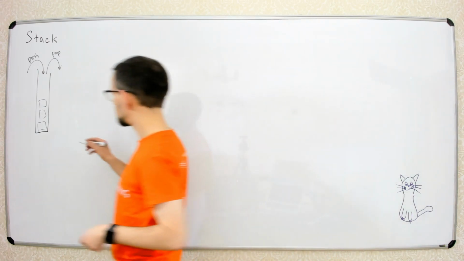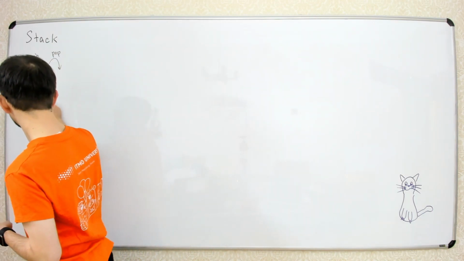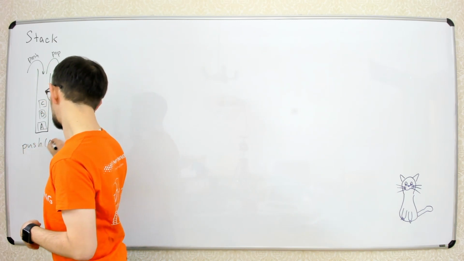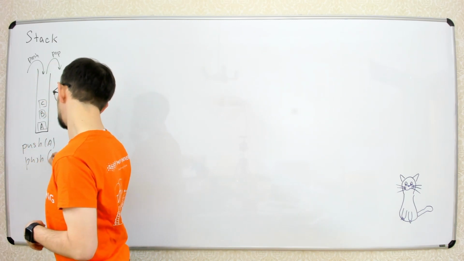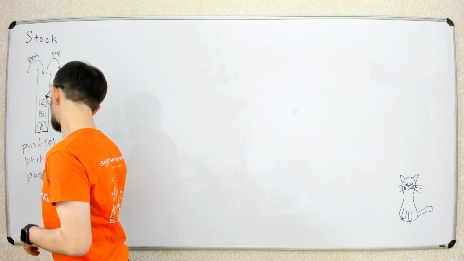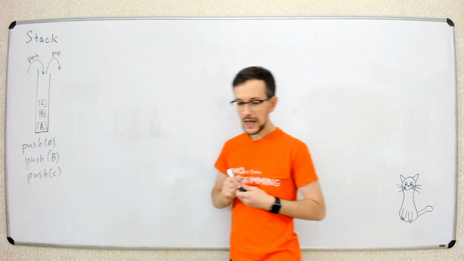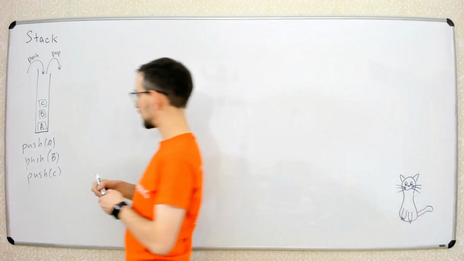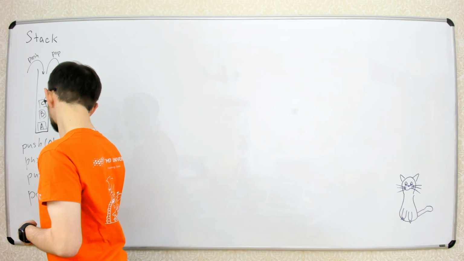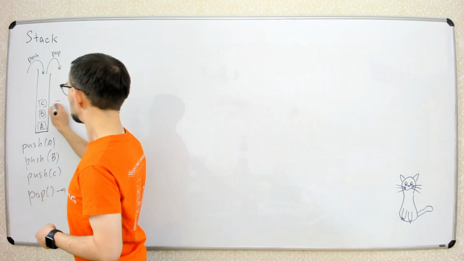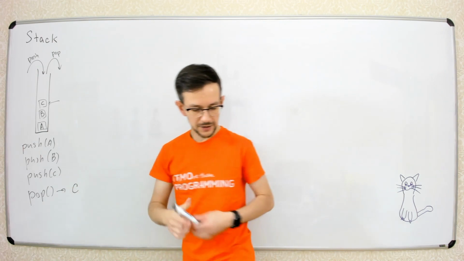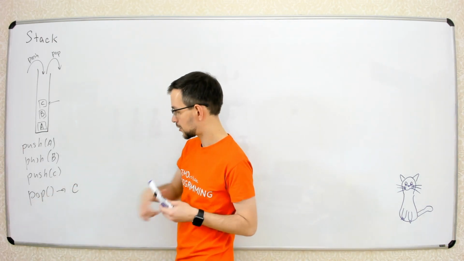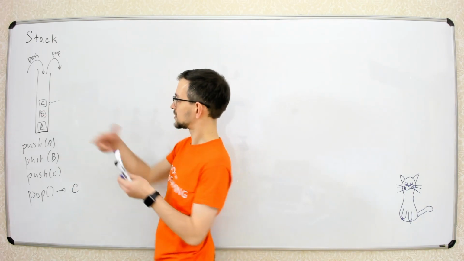For example, we have three elements. We have A, B, and C. So we push these elements, like we say, push A, then push B, and then push C. And then when you pop the element, you get the topmost element of the stack. So when you pop the element, you will get this element C. And element C will be removed from the stack. So this function returns the element C and removes this element from the stack.